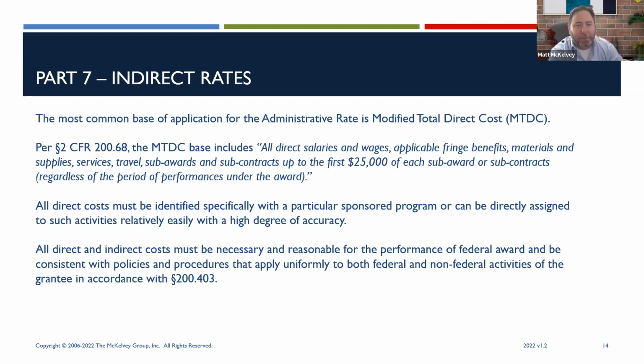All right. The direct costs have to be specifically identified. We already talked about that, but they say it again under the modified direct total cost base. And they all must be necessary for reasonable performance of the federal award. That's basically talking about unallowable costs. So this summarizes all the things we talked about before in one slide, what you might need to do.